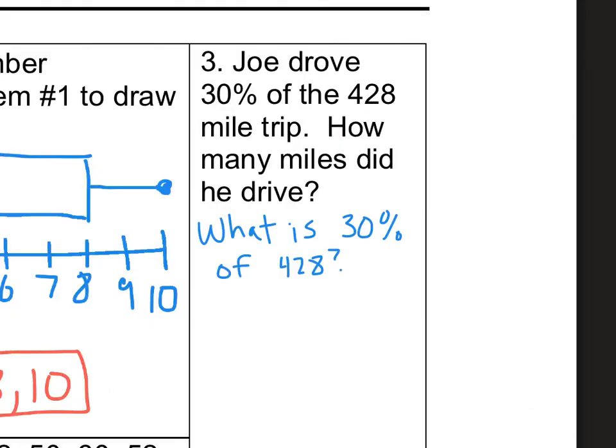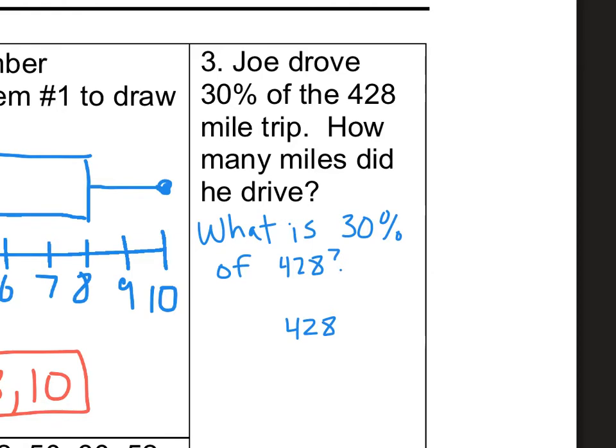So on this question, I like to rewrite it, reword it in something that makes more sense to me. The real question here is, what is 30% of 428? So we know the trip is 428 miles. So that's the total. And 30% is a part. So we're looking for a part of 428 that's equal to 30% of 428. And since we want to get our number smaller, right, we're going to write down our 428. And we're looking for the smaller part.